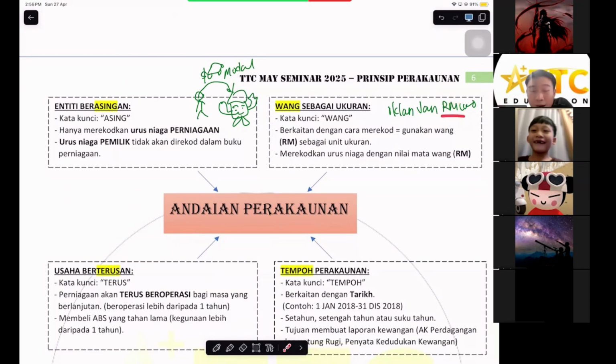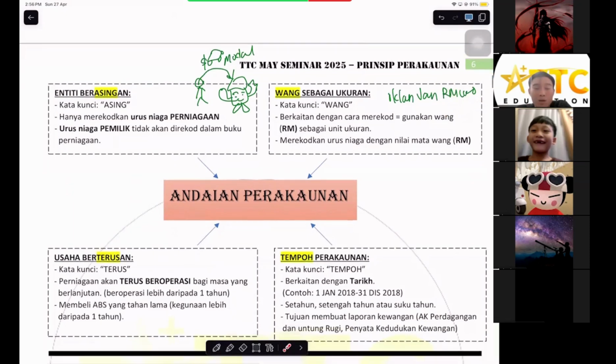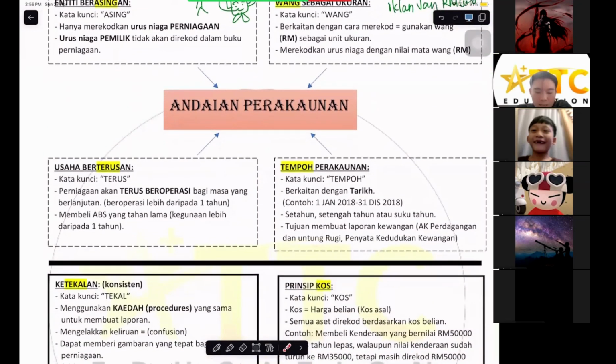But if you put one RM there, the cost is 100 bucks. Very obvious. So wang sebagai ukuran. Usaha berterusan, you have infinity life. Your company is still going on as long as they are there. They never close down at all. Then the company is still going on.